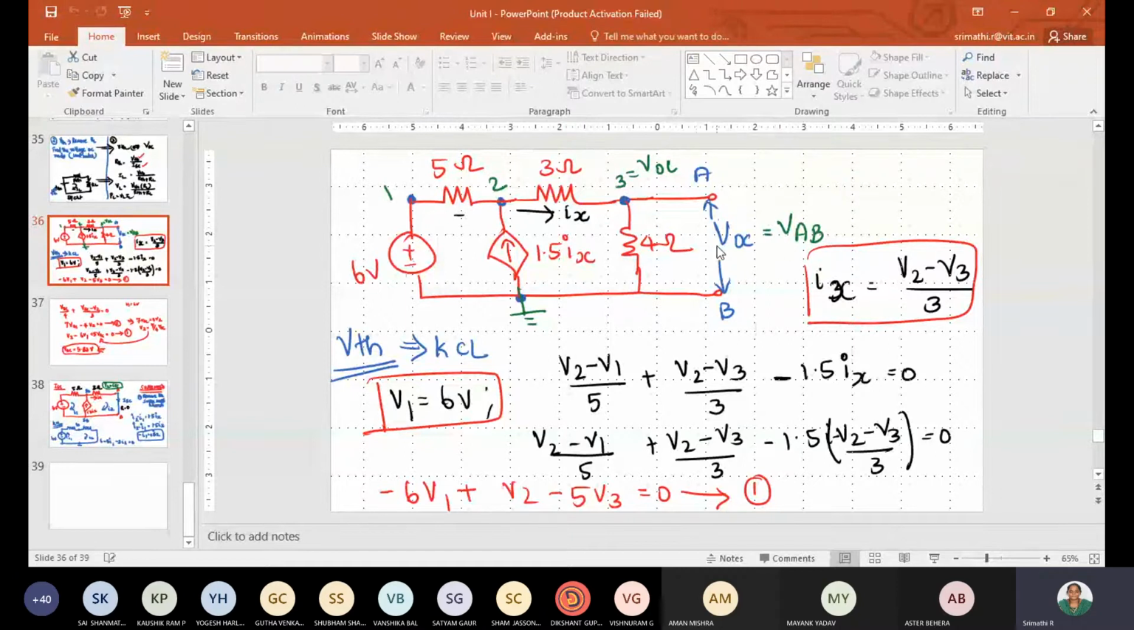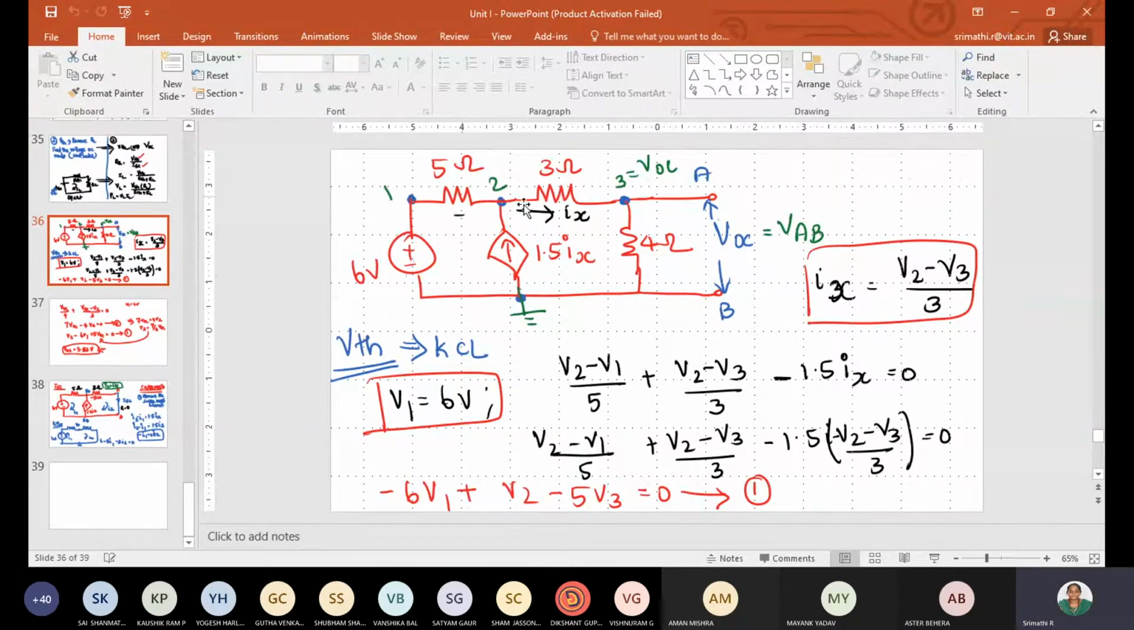For finding VOC, use your nodal analysis. And for finding ISC, you need to use your mesh analysis.